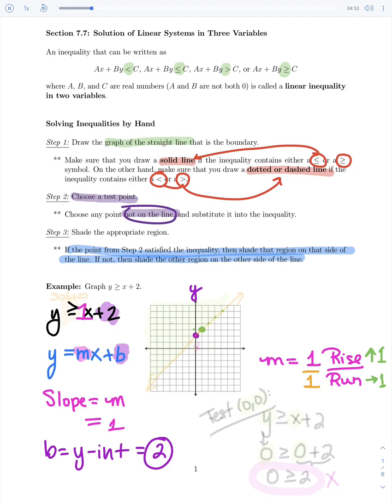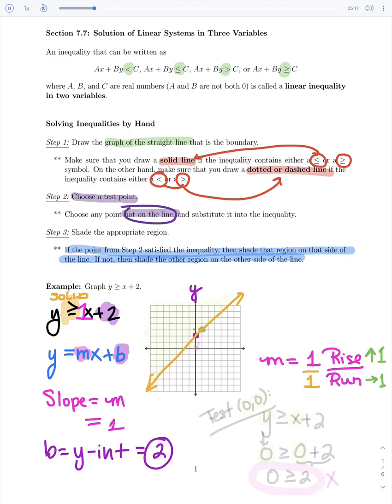But remember, we have to stop. What kind of line is it? Well, the fact that we've got a greater than or equal to symbol, the equal to tells us that we're going to draw a solid line. So when I draw my line here through the points, it's going to be a solid line. It doesn't have to be perfect, but that's the idea.